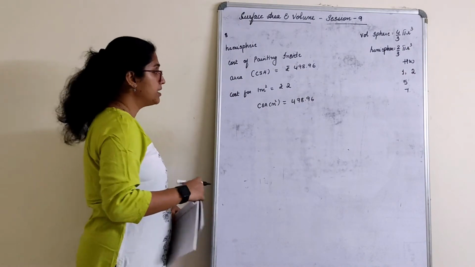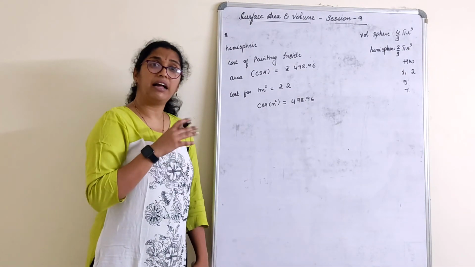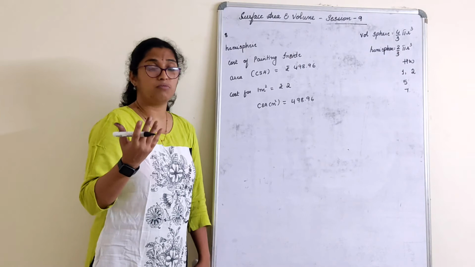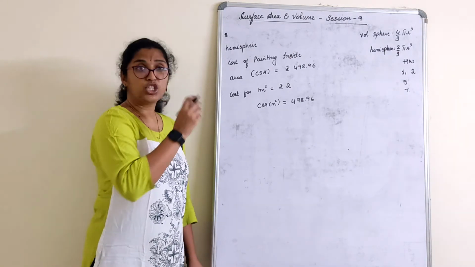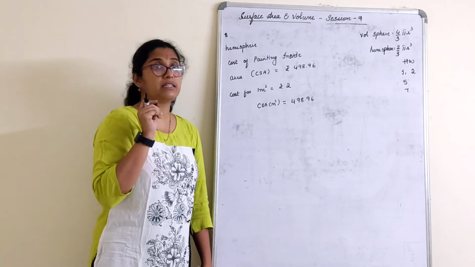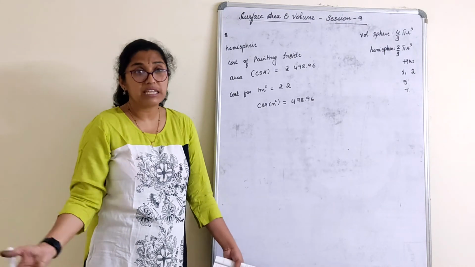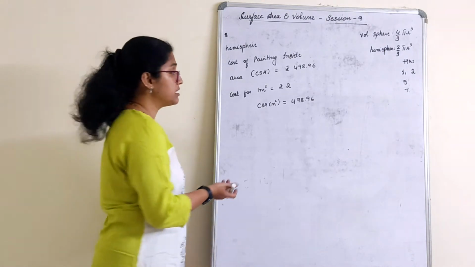498.96. Correct? See, I am repeating the same thing. I have told you, I want to paint this room. The painter will tell me, I will charge 1000 rupees. For per meter square, I am charging 10 rupees. So, what is the CSA of my room? The same type of question it is again.